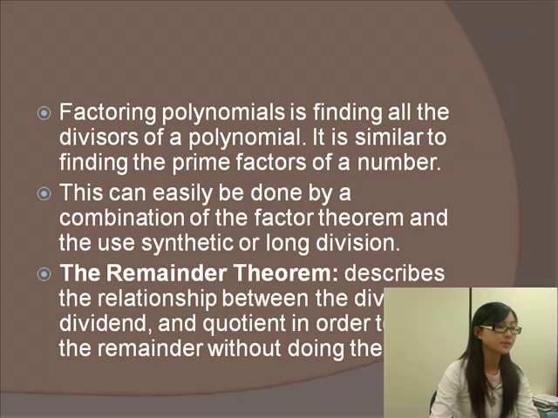The remainder theorem describes the relationship between the divisor, dividend, and quotient in order to find the remainder without doing the division. So this method allows us to find the remainder in a very short and effective way without having to do the long method that we talked about in the last lecture.